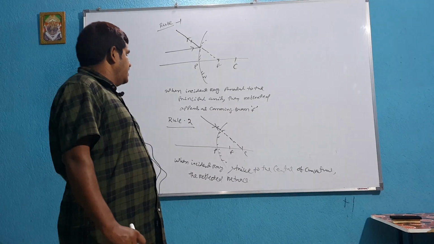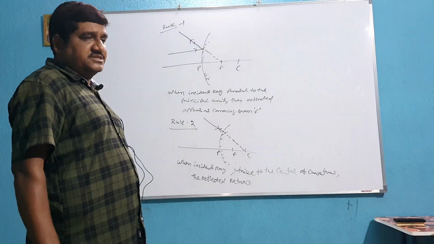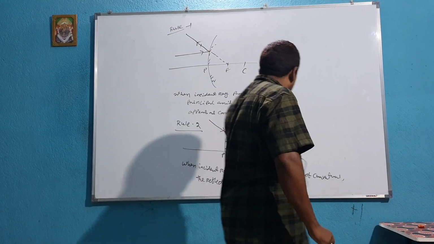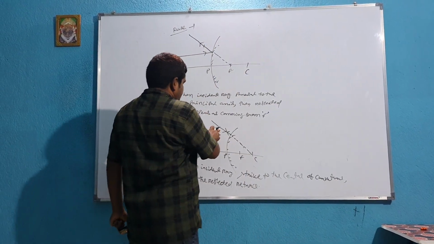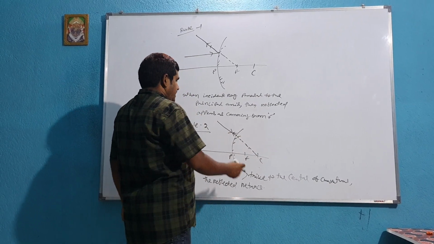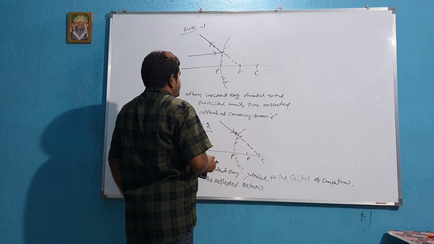There are other rules also. This is rule 3. Here the incident ray strikes toward the center of curvature, and it comes back along the same path, so it is also known as retrace.